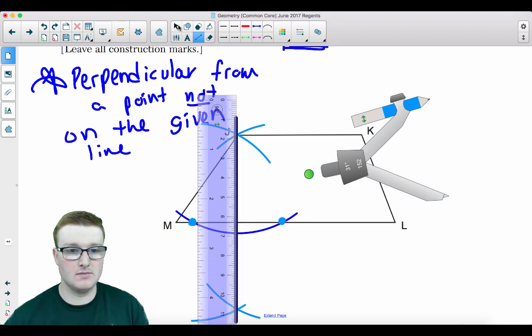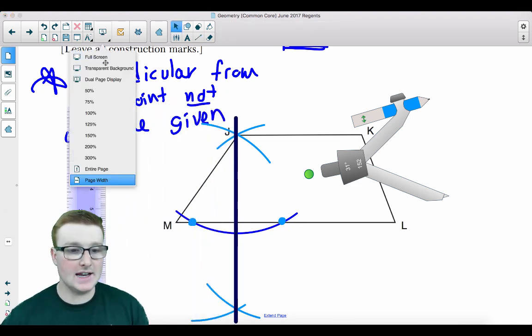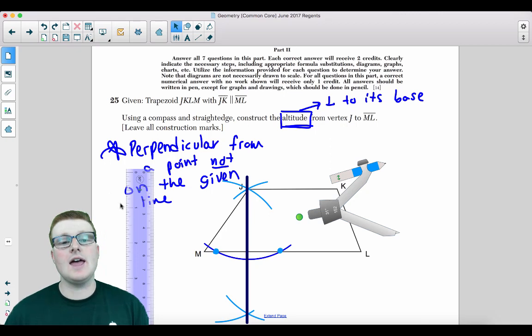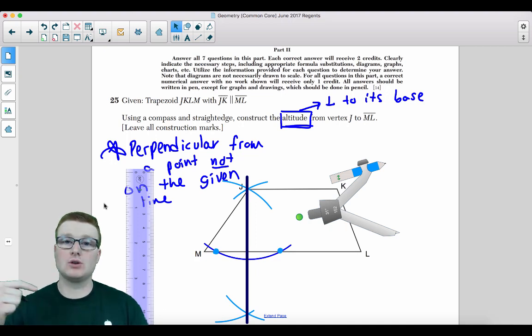Just like so. There it is. And that, ladies and gentlemen, is an altitude drawn from vertex J to ML. Now, we're going to go through this construction again if you want to, using a hands-on construction. If not, you can just fast forward the video.